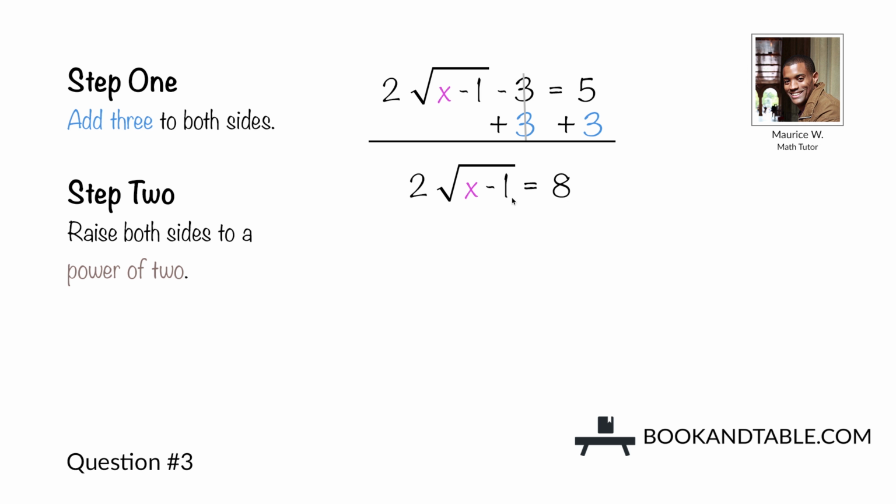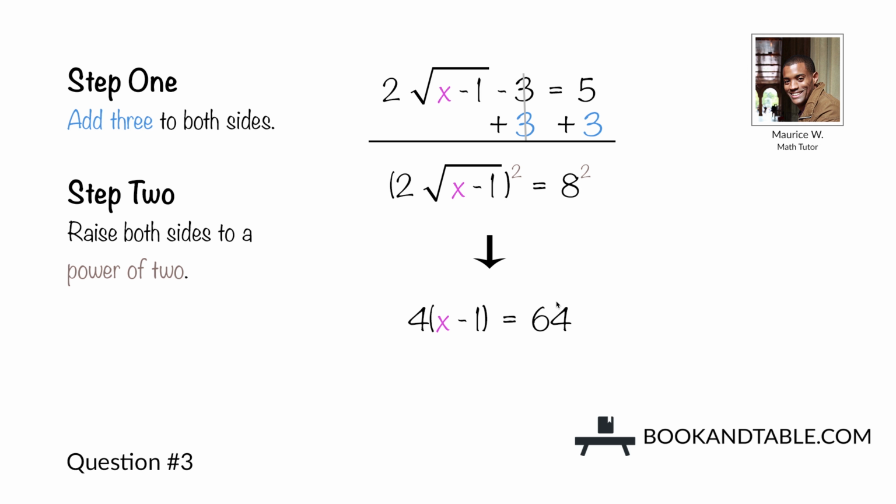Step 2, raise both sides to a power of 2. Even though the coefficient is here, we can still raise both sides to a power of 2. So we square the coefficient as well. 2 squared gives you 4. Any radical squared gives you just the radicand, x minus 1. On the right side, we have 8 squared, which gives you 64.